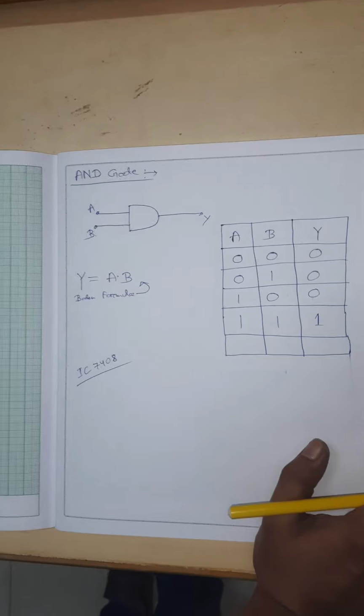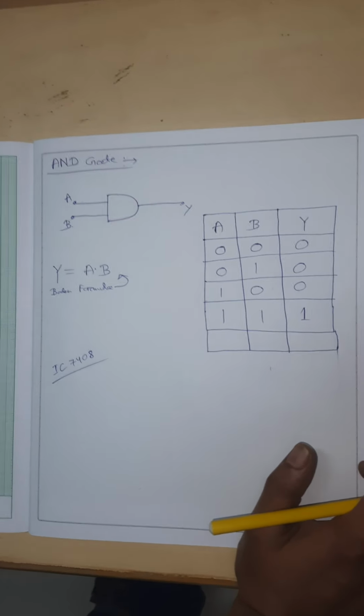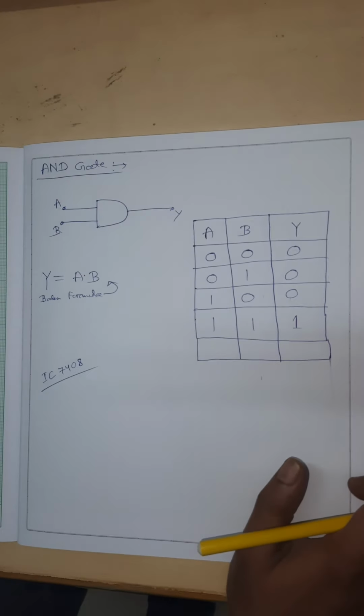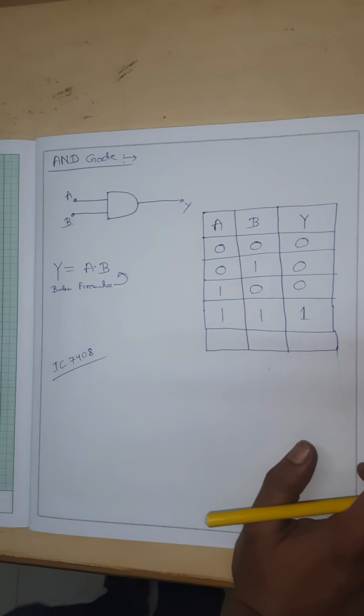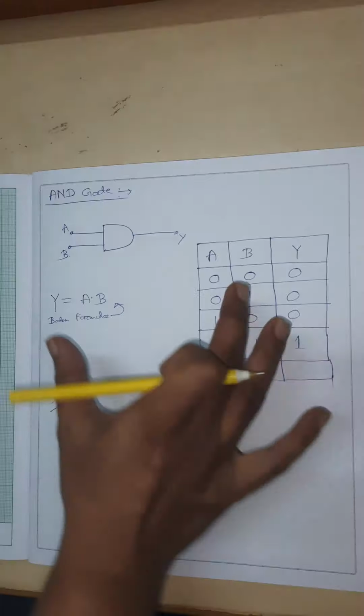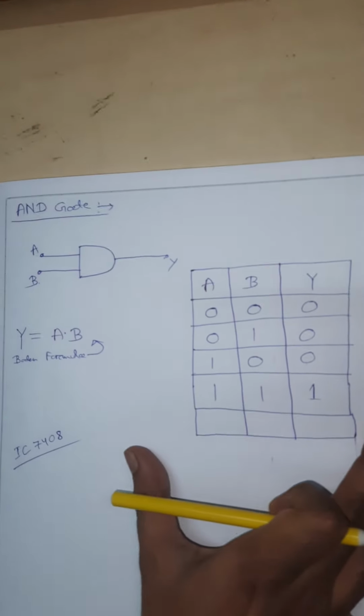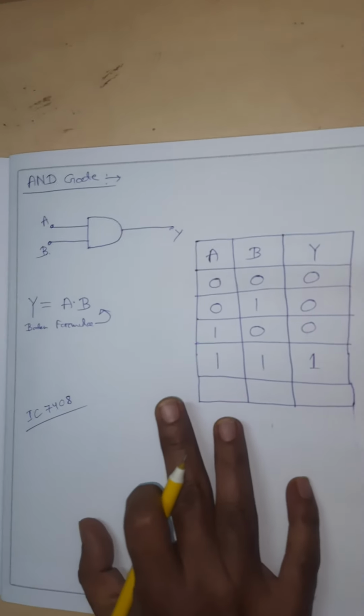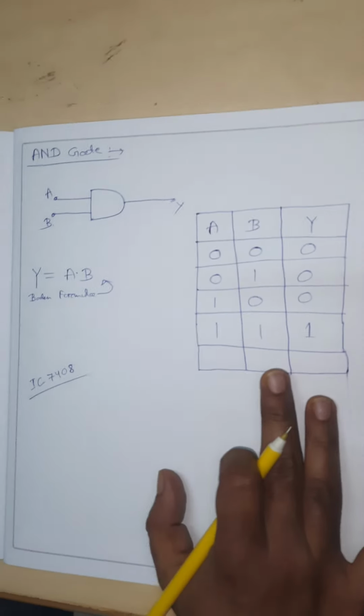Today we are discussing and demonstrating the AND gate operation. In digital electronics, there are different types of gates: AND gate, OR gate, NOR gate, XOR gate, but the AND gate operation is different. So today we are discussing and demonstrating the AND gate operation.